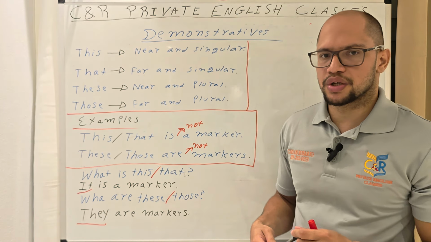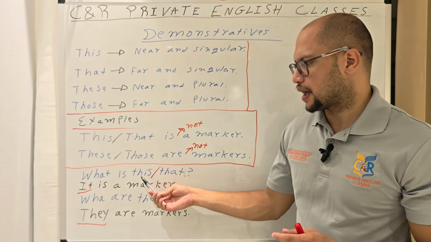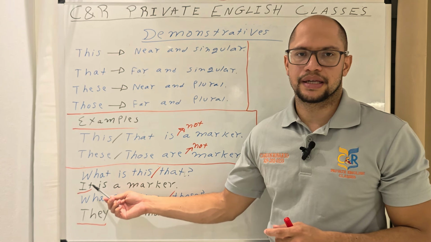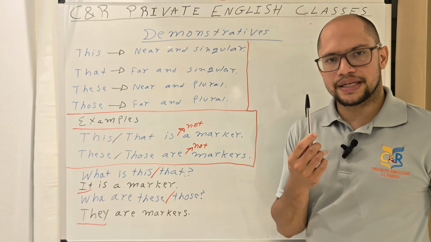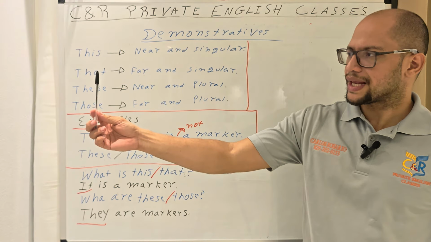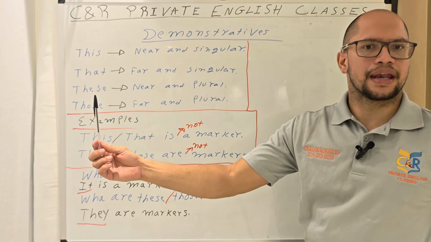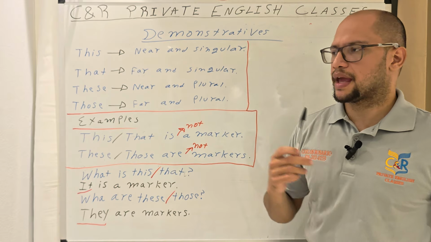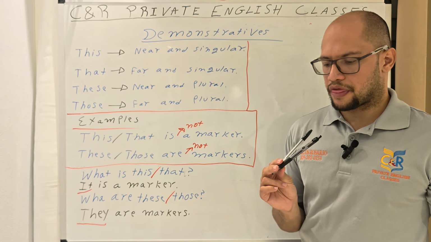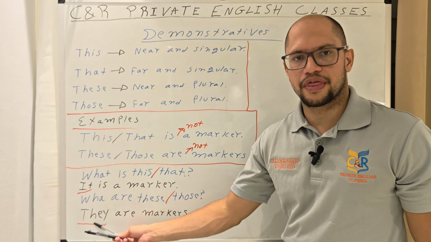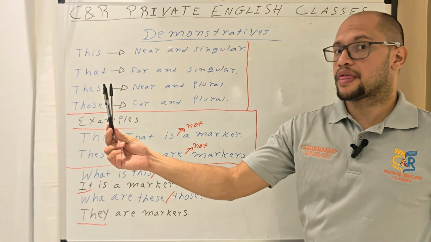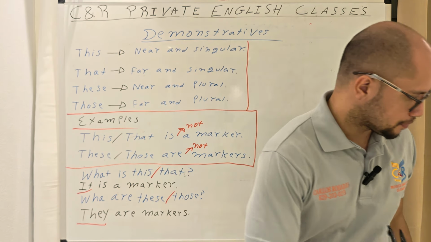When the question is using this or that, you can respond with it. So what is this? It is a pen. What is that? It is a pen. It, the same. What are these? They are pens. What are those? They are pens.